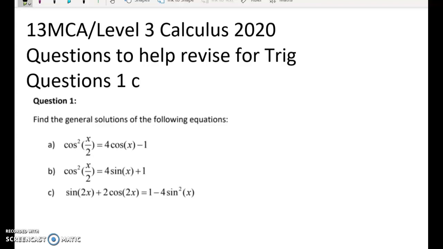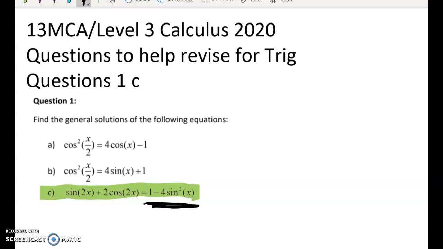In this video I'm going to find the general solutions for this third equation here. You can see that it's got double angles on the left hand side but looks reasonably okay on the right hand side. Now I'm going to show you the GeoGebra for this one before we do the question. So let's look at what we think the right hand side might look like.